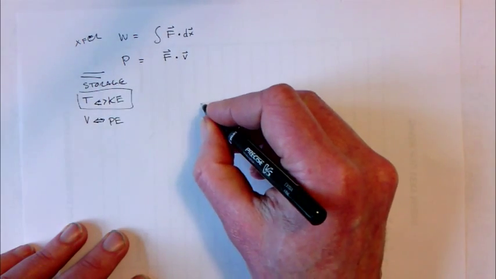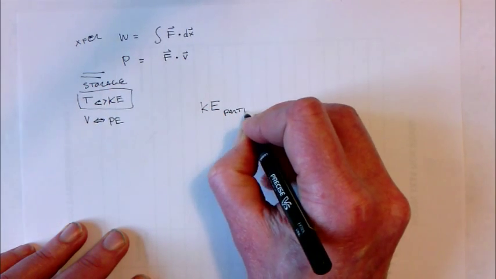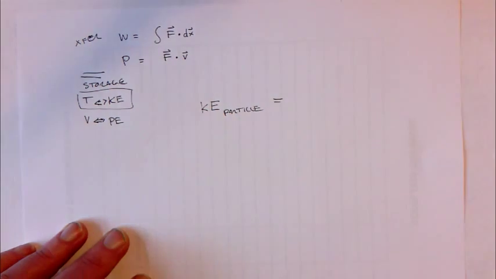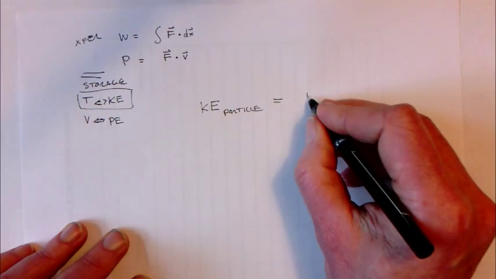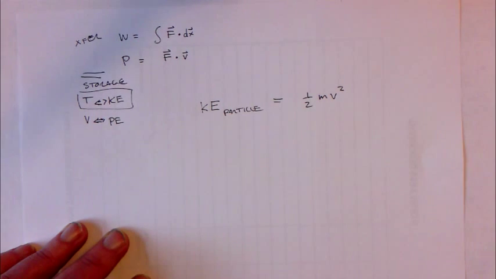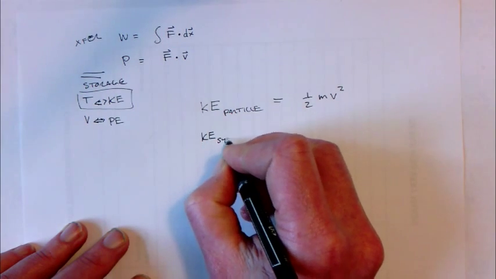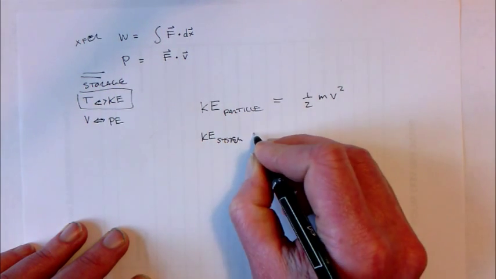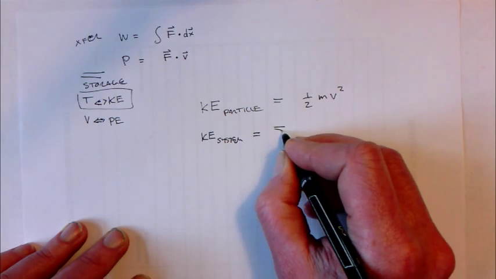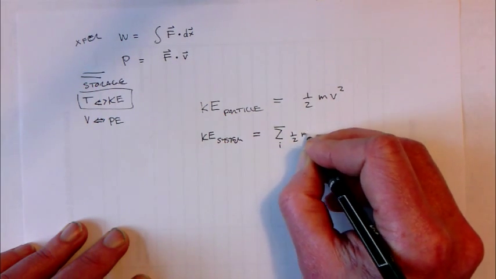In general, the kinetic energy of a particle depends on how fast the particle is moving. In particular, it's 1/2 the mass of the particle times the velocity of the particle squared. If I have a bunch of particles, I could talk about the kinetic energy of a system. The kinetic energy of the system is simply the sum over all the particles in the system of their kinetic energies.